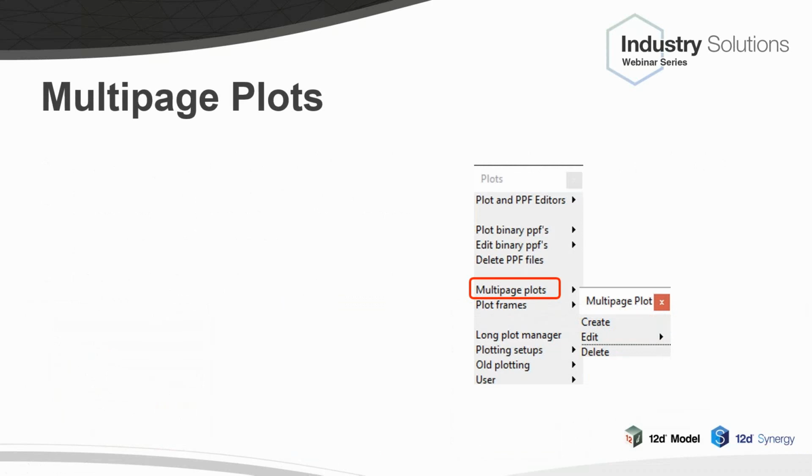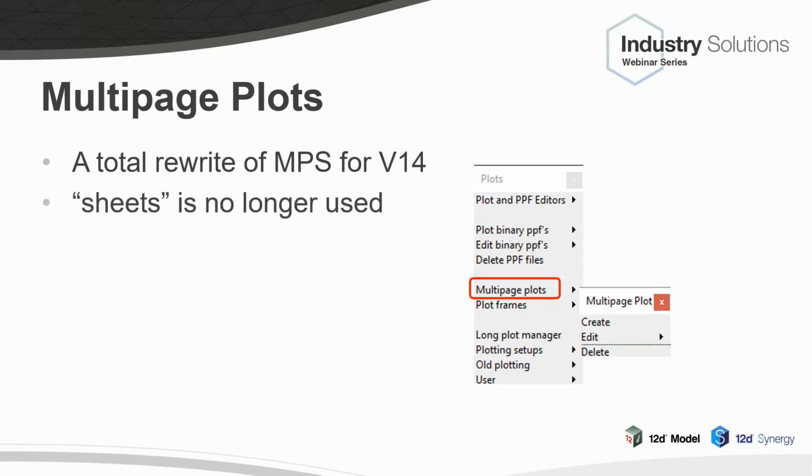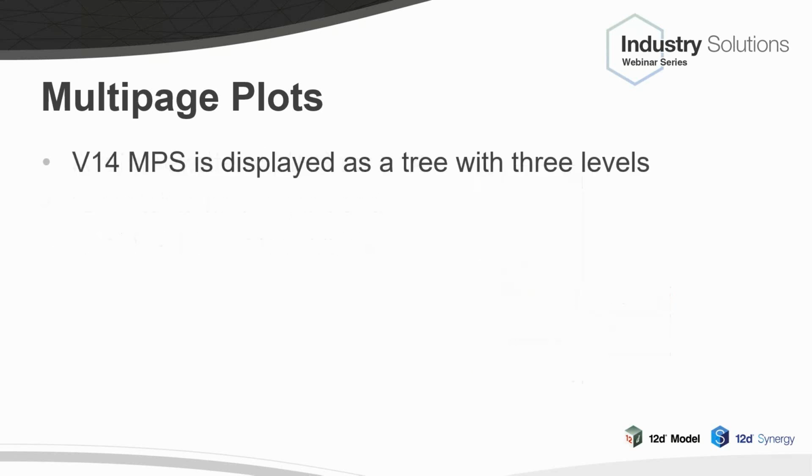Another thing we've got in there just to mention that's changed is multi-page plots. Now, we had a thing that was called multi-page plot sheet, I think, before, but now it's actually totally changed and we're calling it multi-page plots. So it's a total rewrite for version 14. It will read in your version 12 files, and give us a yell if that doesn't happen, and I'll pick on the programmer who said he would guarantee it'll work. So it shouldn't make any difference to you. But the word sheets is no longer used. And it really is version 12 MPS on steroids. And once you start using it, you'll love it.